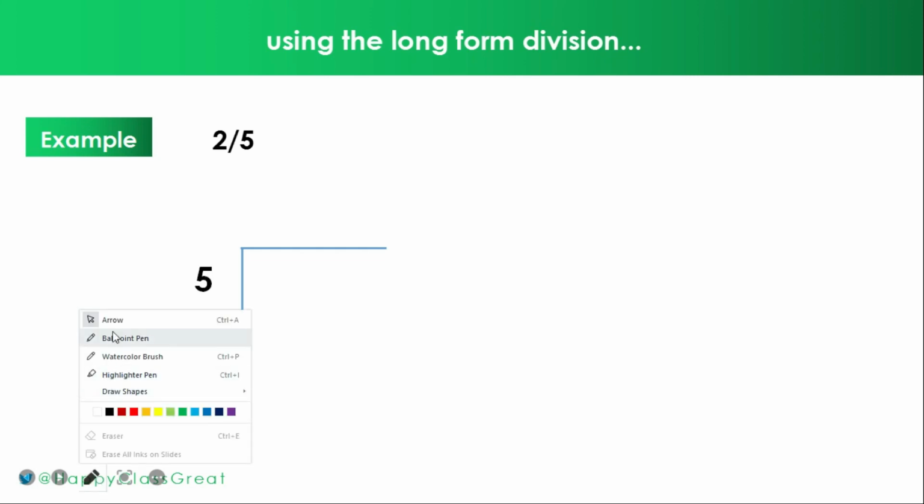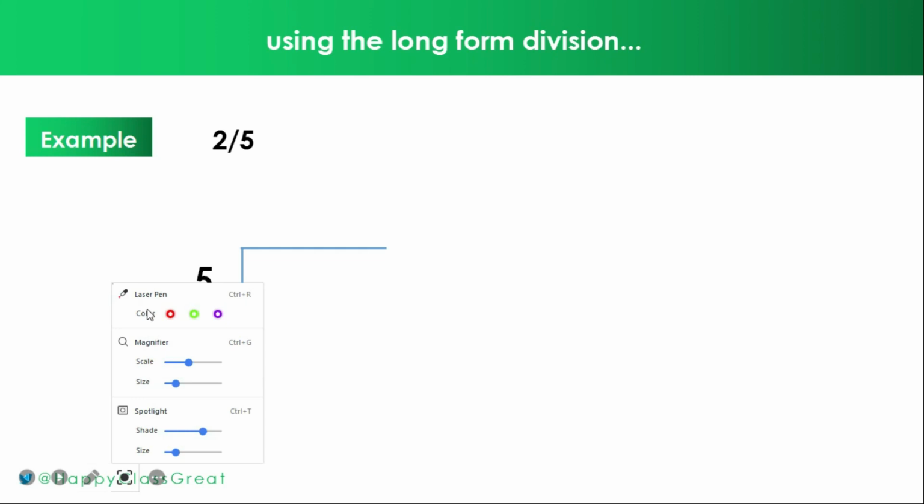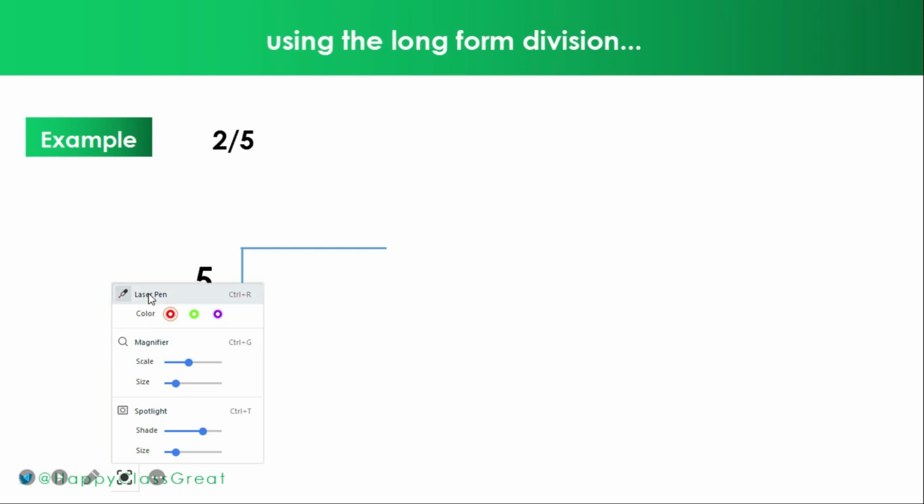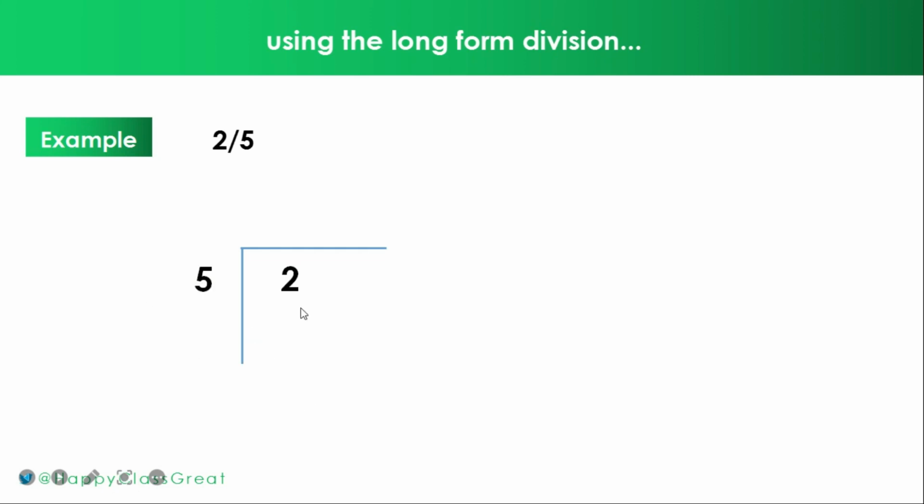Let me use a pointer so that you can see this even clearer. Now you write 5 here as the outer number, and the 2, you are going to write the 2 here. You understand? So the denominator will be here.